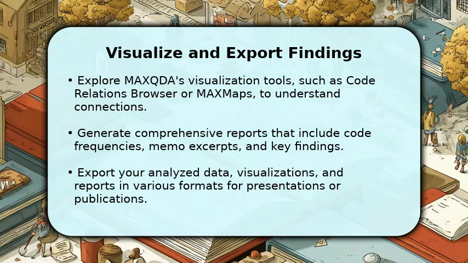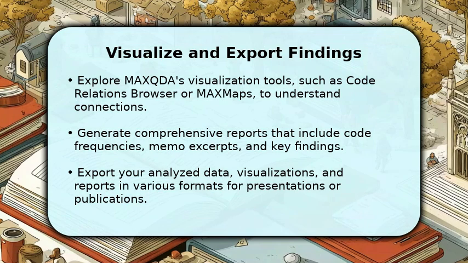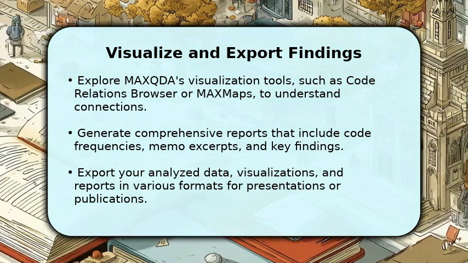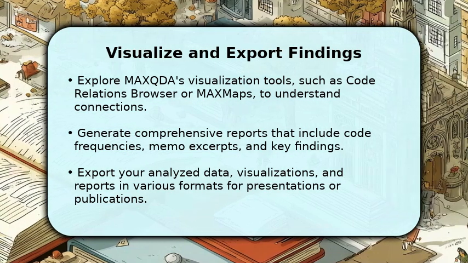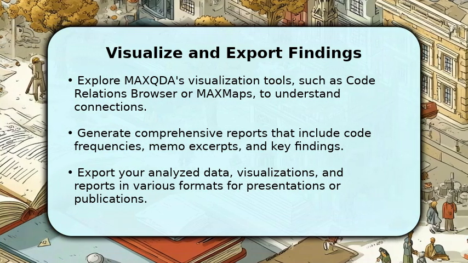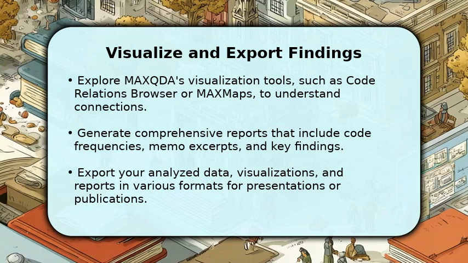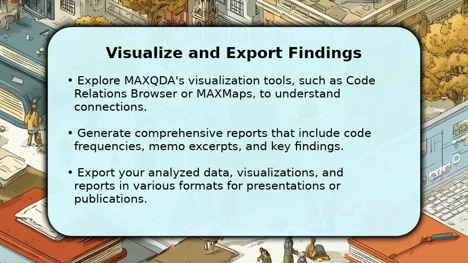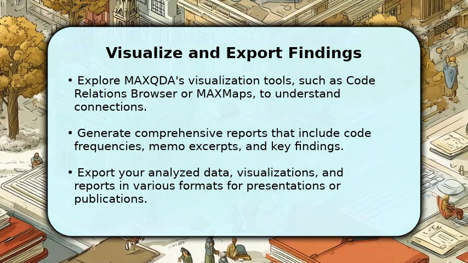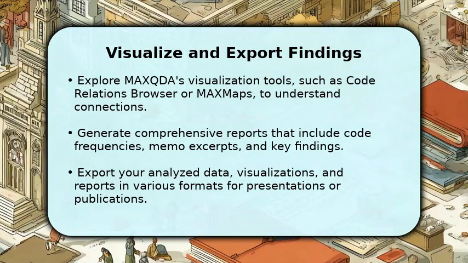After coding, MAXQDA offers powerful visualization tools to help you see the bigger picture. Use MAX maps to create conceptual models of your themes or the code relations browser to identify connections between codes. Finally, generate detailed reports summarizing your findings, including code statistics and linked memos. You can then export these reports, charts, and data tables in formats like PDF or Word for easy sharing and dissemination of your valuable research insights.